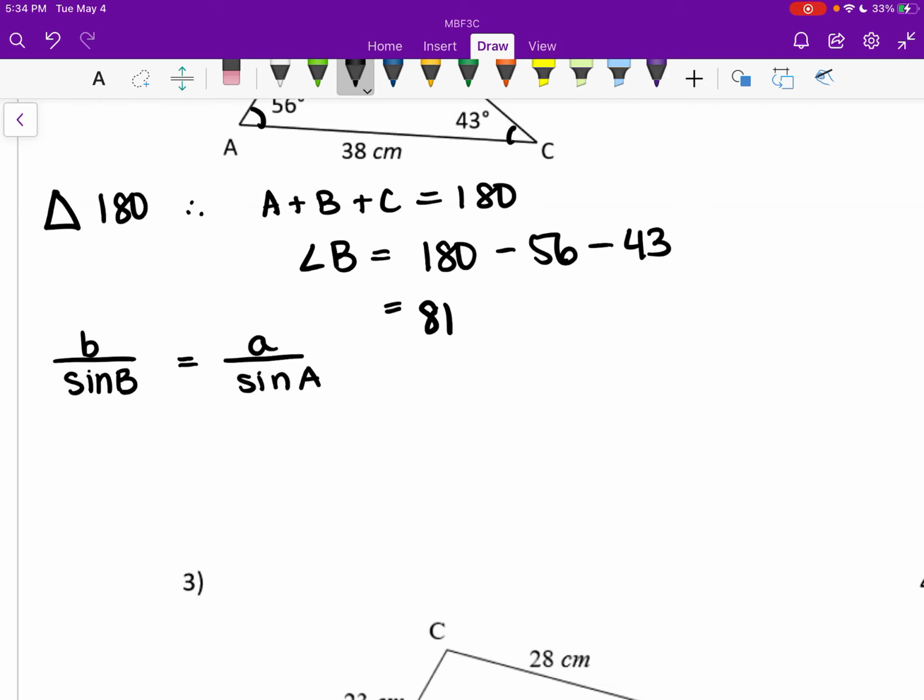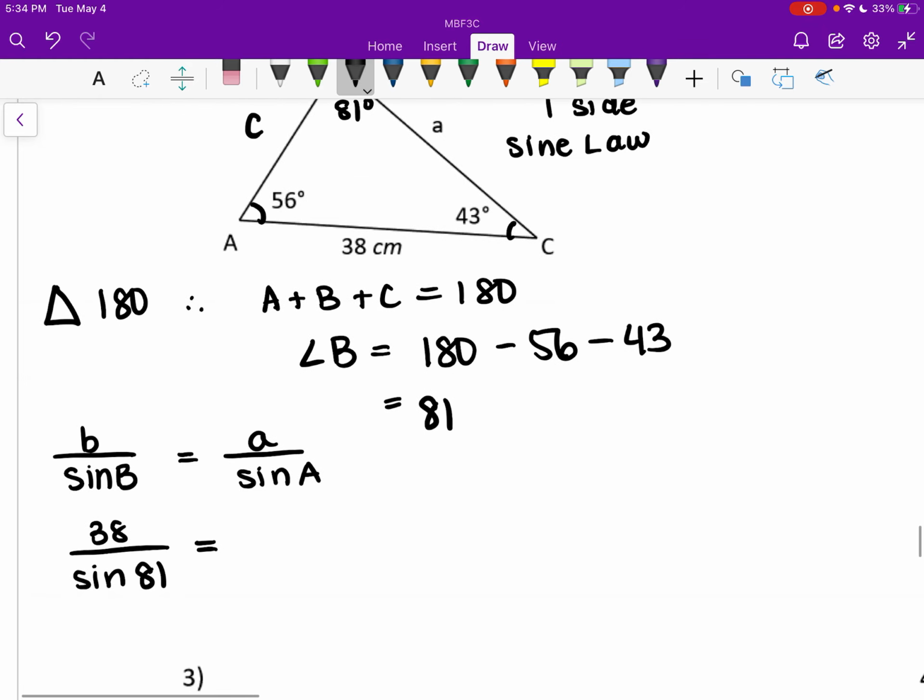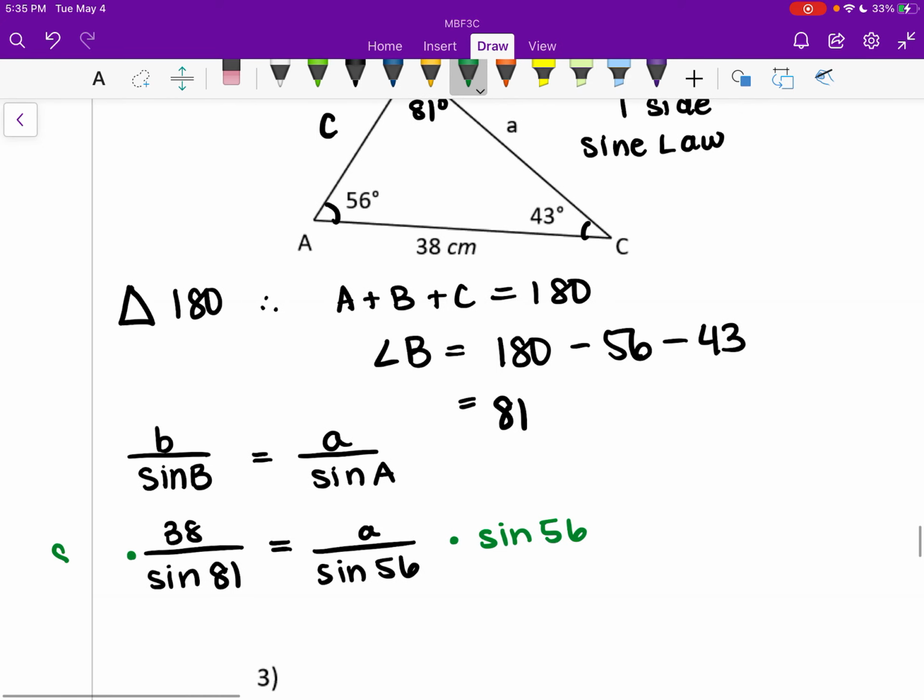So I know side B is going to be 38 centimeters. I know sine 81, because angle B is 81. Side A, which is going to be A, I don't know that. And I know that angle A is 56, right? So now I'm just going to isolate for A. So I'm going to multiply both sides by sine 56. Multiply by sine 56. Cancel these two out.